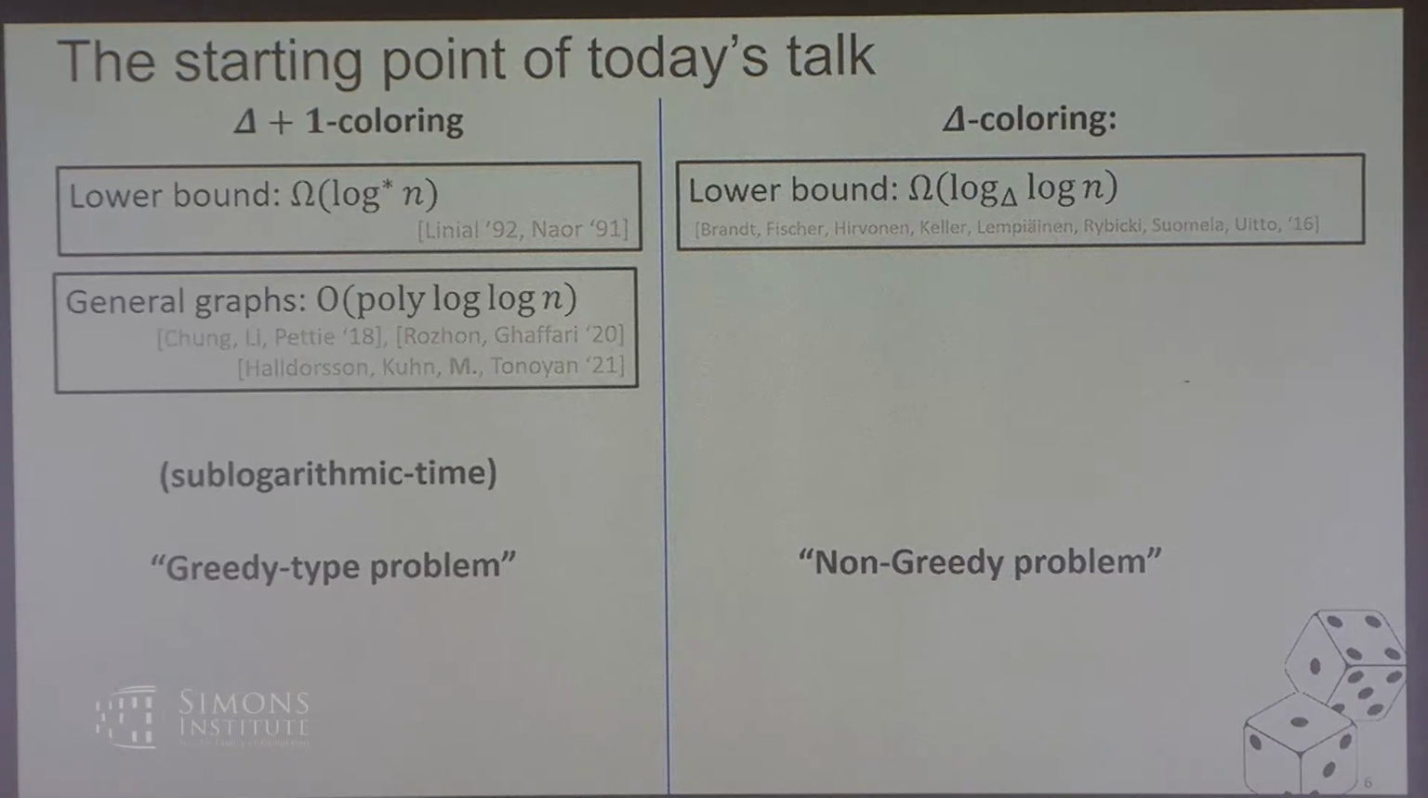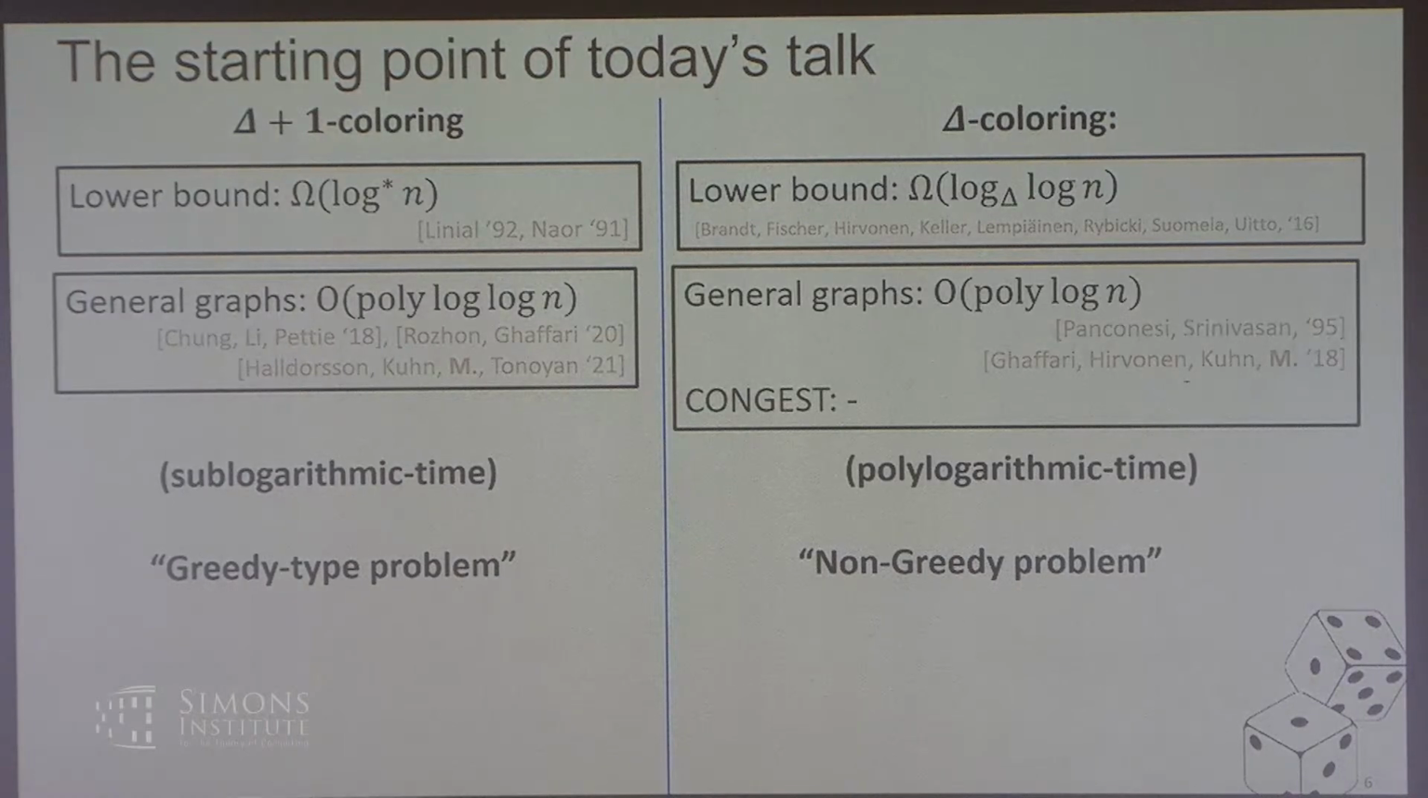On the upper bound side, we have sublogarithmic time algorithms for delta plus 1 coloring, so polylog log n, and we do have them in LOCAL and also got them recently in the CONGEST model. While for delta coloring, also for randomized algorithms, before this work, we only had polylog n round algorithms, and in CONGEST, there was no algorithm at all.